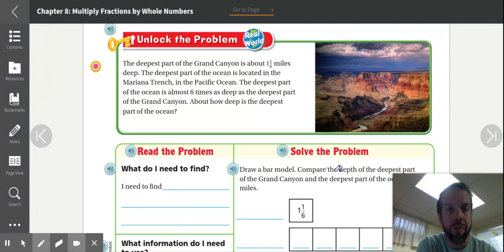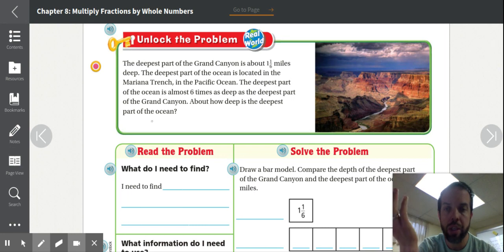All right, now this is a beautiful photo of the Grand Canyon, which our problem is going to be about. So it says the deepest part of the Grand Canyon is about 1 1/6 miles deep. Wow, that's a long way down. The deepest part of the ocean is located in the Mariana Trench in the Pacific Ocean. The deepest part of the ocean is almost 6 times as deep as the deepest part of the Grand Canyon. About how deep is the deepest part of the ocean?